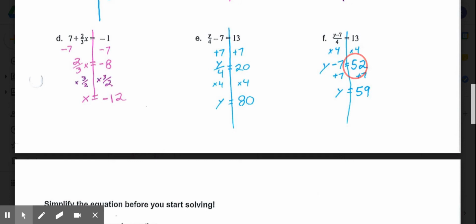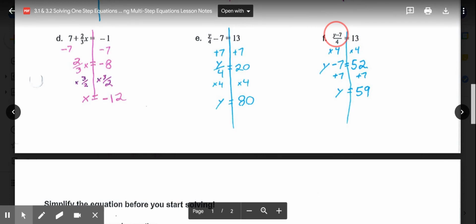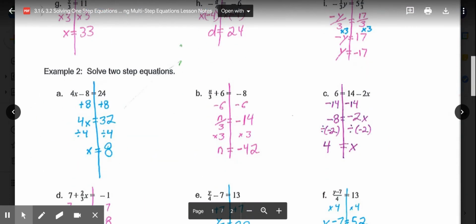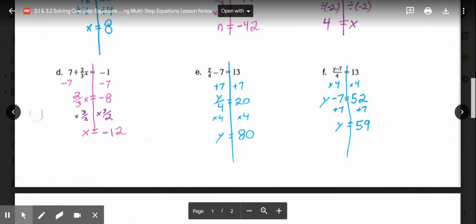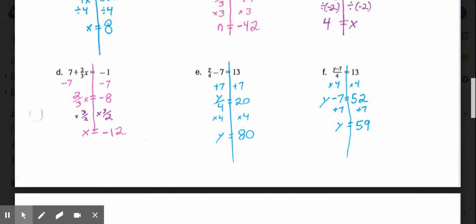And again, the reason we're undoing the division first is the whole side is a fraction, not just part of it like we saw in E. So multiply both sides by 4, that cancels the 4 on the bottom, and we have y minus 7 equals 52. Undo subtraction of 7, so add 7 to each side, and y equals 59.